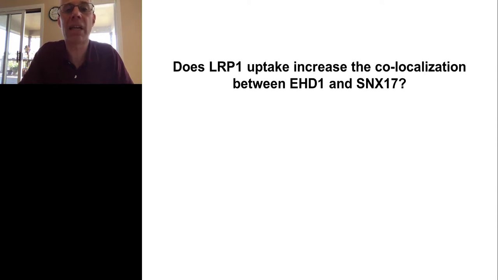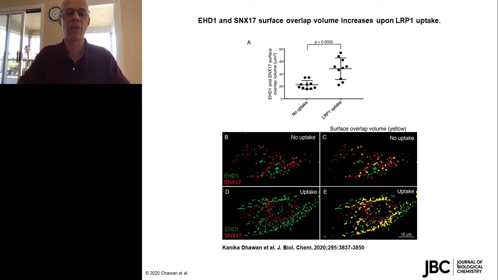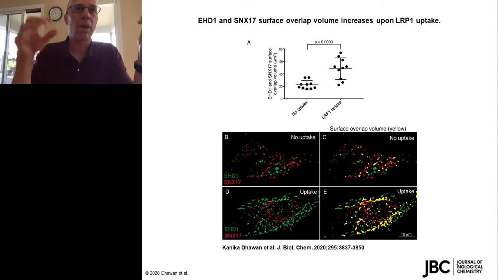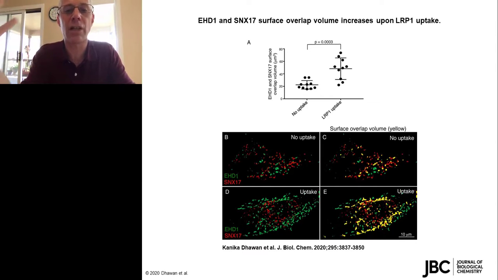Does LRP1 uptake increase the co-localization between EHD1 and SNCC17? We would expect that to be the case, because if EHD1 is recruited to endosomes where SNCC17 is, we would expect more overlap once EHD1 arrives at endosomes. So we did this experiment, and what you're seeing here is the quantification, and we see more overlap between pixels that contain EHD1 and SNCC17 with the LRP1 uptake. Below is shown a representative image for how this looks. Now, these are three-dimensional slices that we've taken and used the Imaris program to essentially render them into surface volumes so that we can look at overlap of surfaces.